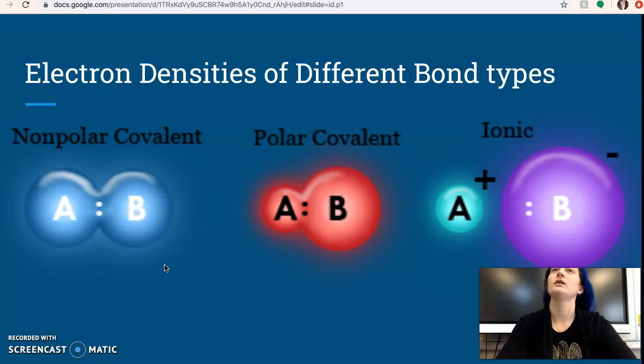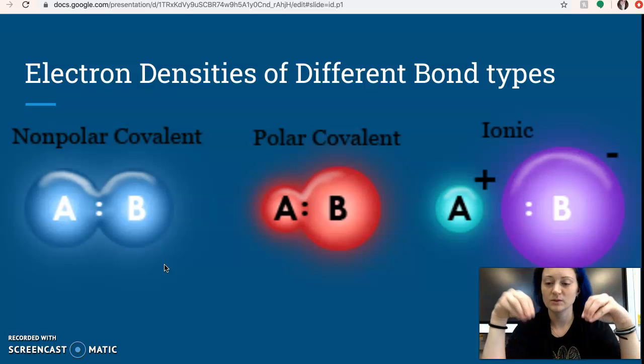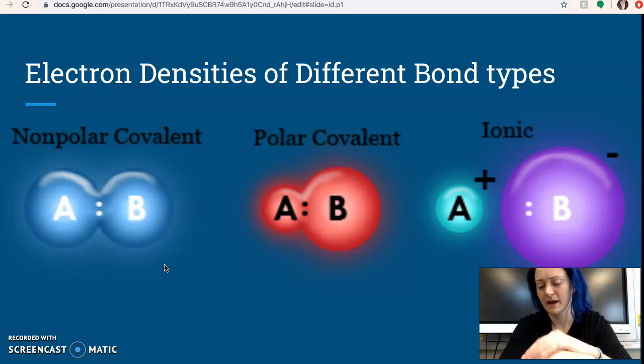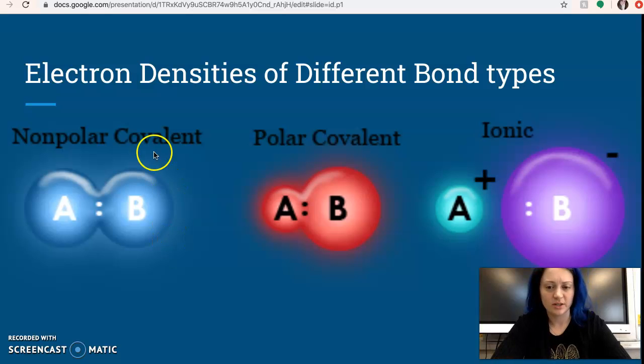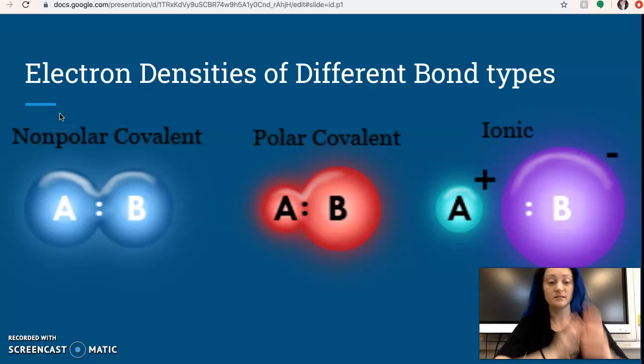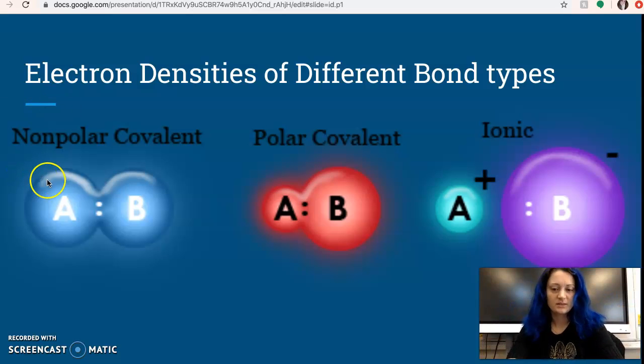Okay, so what we have here are electron density diagrams, and as you know, density shows how closely packed something is, basically the mass per volume of something. So when you're looking, it's comparing the three different types of bonds here: nonpolar covalent, polar covalent, and ionic. Notice in the nonpolar covalent you have two spheres of equal sizes, which implies that A and B are sharing the electron evenly. The electron is spending equal time around both A and B atoms.